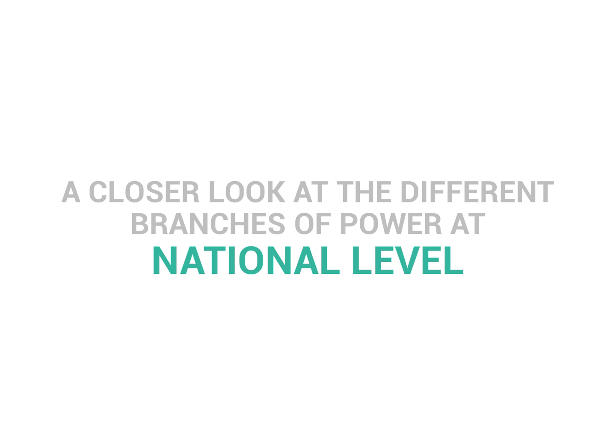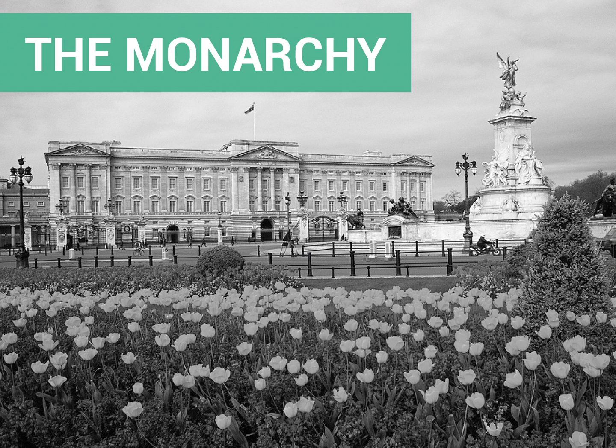Next, we are going to take a look at the different branches of power at national level in the United Kingdom. There are a number of different branches of power in the United Kingdom, the first being the monarchy. The Queen is the head of state and titular head of the executive. The Queen has nominal powers, such as the right to call and dissolve Parliament, which she exercises on the advice of the Prime Minister. Also on the advice of the Prime Minister, the Queen confers public honours such as knighthoods.